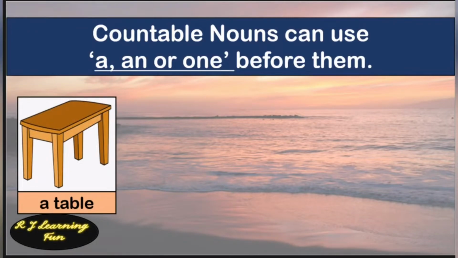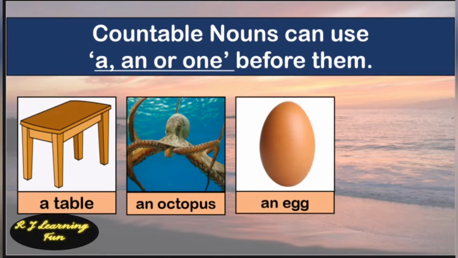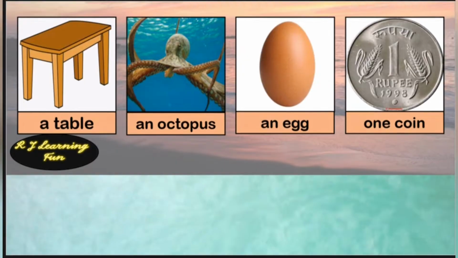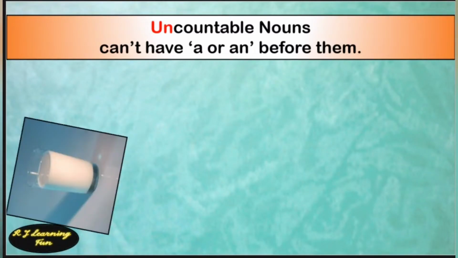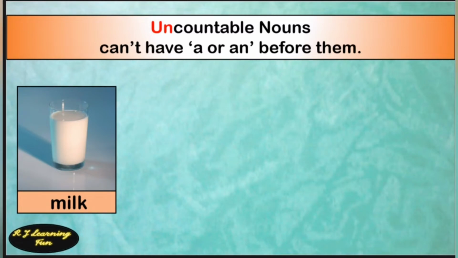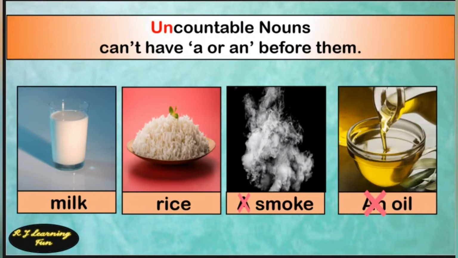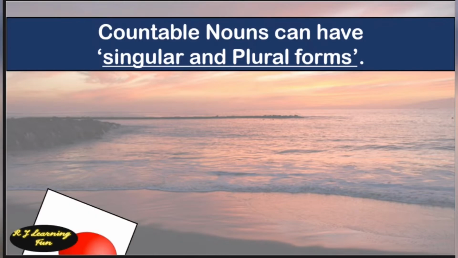Countable nouns can use a, an or one before them like a table, an octopus, an egg, 1 coin. So we can use a, an or one before countable nouns. But with uncountable nouns, we cannot have a or an before them. We cannot say a milk, a rice, a smoke. It's just smoke, not a smoke. Oil, not an oil.